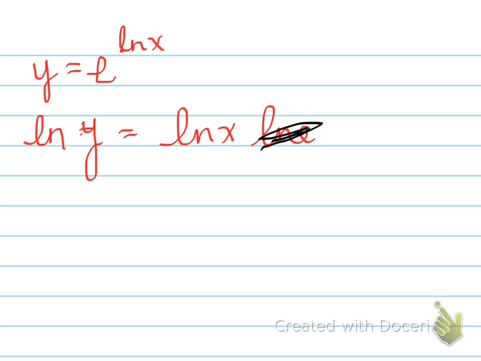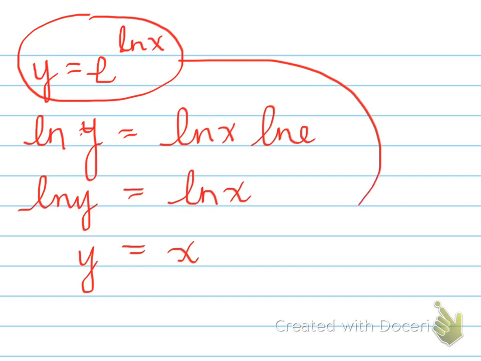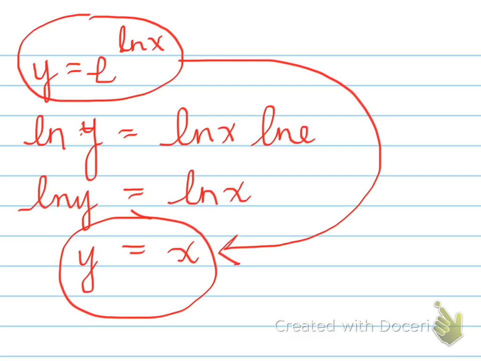So that we have ln of y. So again, ln of e is equal to 1. So we have ln of y is equal to ln of x. Well, both sides we've ln'd, both sides we can unln, and we find out that y is equal to x. So y equals e to the ln x simplifies itself, folks, to y equals x. So we can now take y equals e to the ln of something and automatically make it just x.